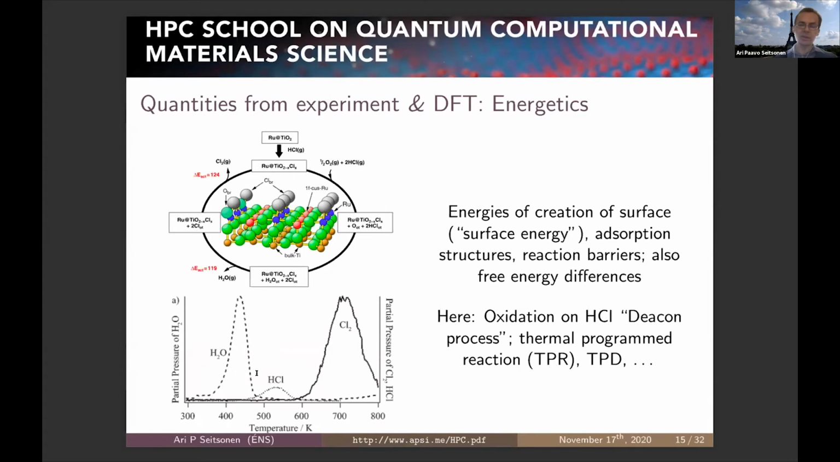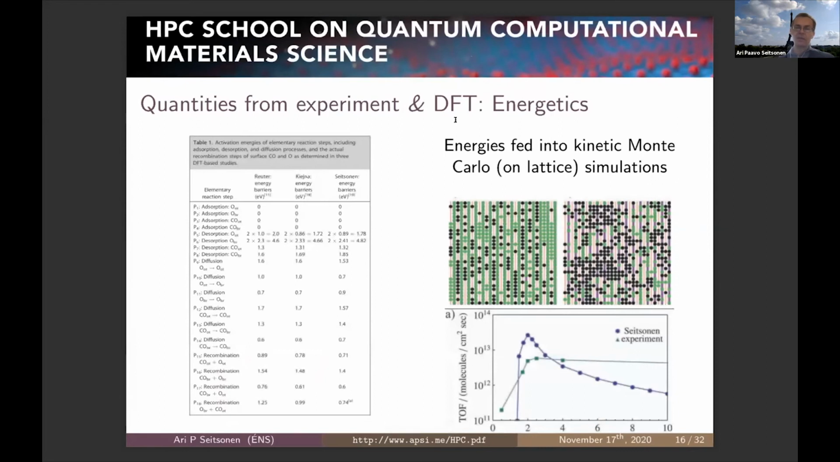And here they saw the production of HCl. So there's a peak at around 530 Kelvin. So this again is where we can compare, maybe not that directly, but at least we have some comparison between experiments and theory, DFT. Another thing which has been used in this specific case is to use kinetic Monte Carlo methods. So we need the parameters from somewhere, from experiments or DFT. In this case, most of the parameters were taken from theory.